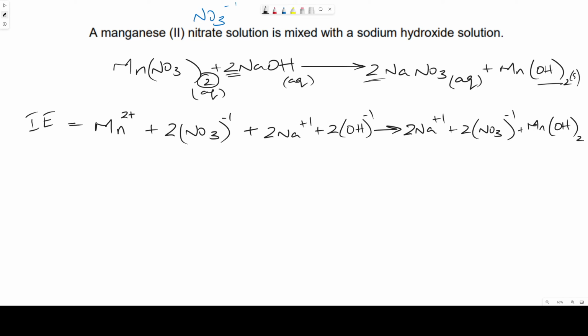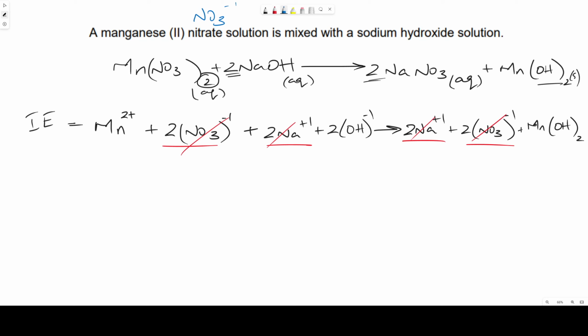Now the spectator ions are anything which gets canceled, which is the same on both sides. So I know that the 2 Na+, they are spectator ions because they're the same amount on the left-hand side as they are on the right-hand side. Same thing with my nitrate. They're also on the left-hand side and on the right-hand side. So essentially you can just cancel them out to make your final equation, and that will get you your net ionic equation.